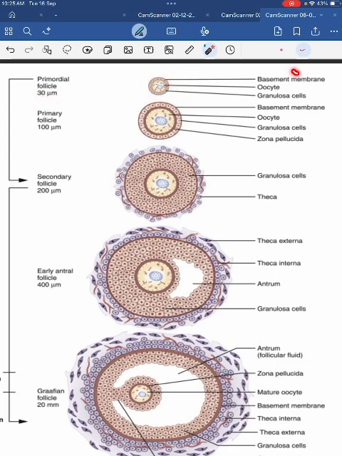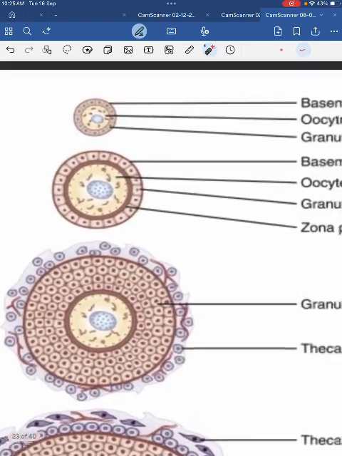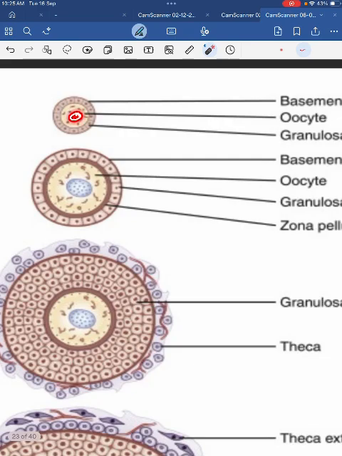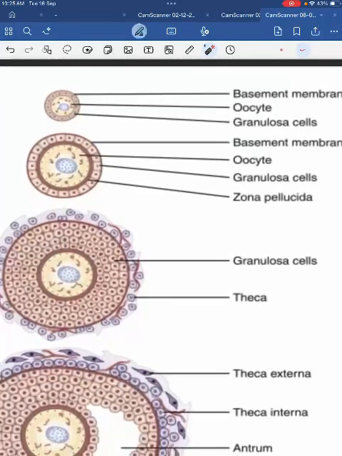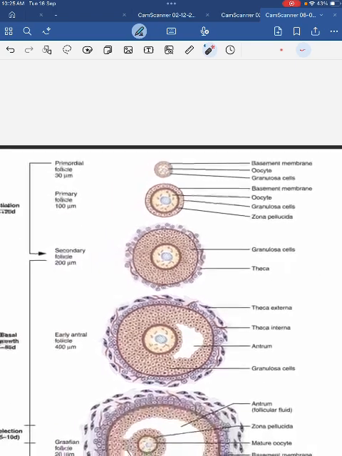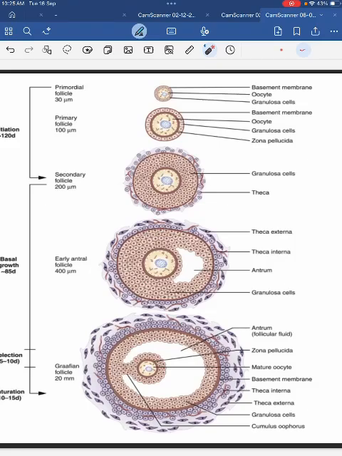The outermost layer is basement membrane. Inside you can see the oocyte is present, and between the basement membrane and oocyte, these cells you can see are granulosa cells. So it is the primordial follicle cell, which is 30 micrometer in size. It will convert into primary follicle.